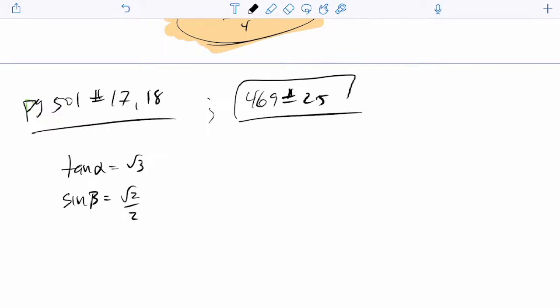Okay, so for 17 here, if you are looking at 17, they tell you tan of alpha is root 3, sine of beta is root 2 over 2. Alpha and beta are in the first quadrant. So I know alpha and beta are in my first quadrant here. And they want you to find the tan of alpha minus beta.